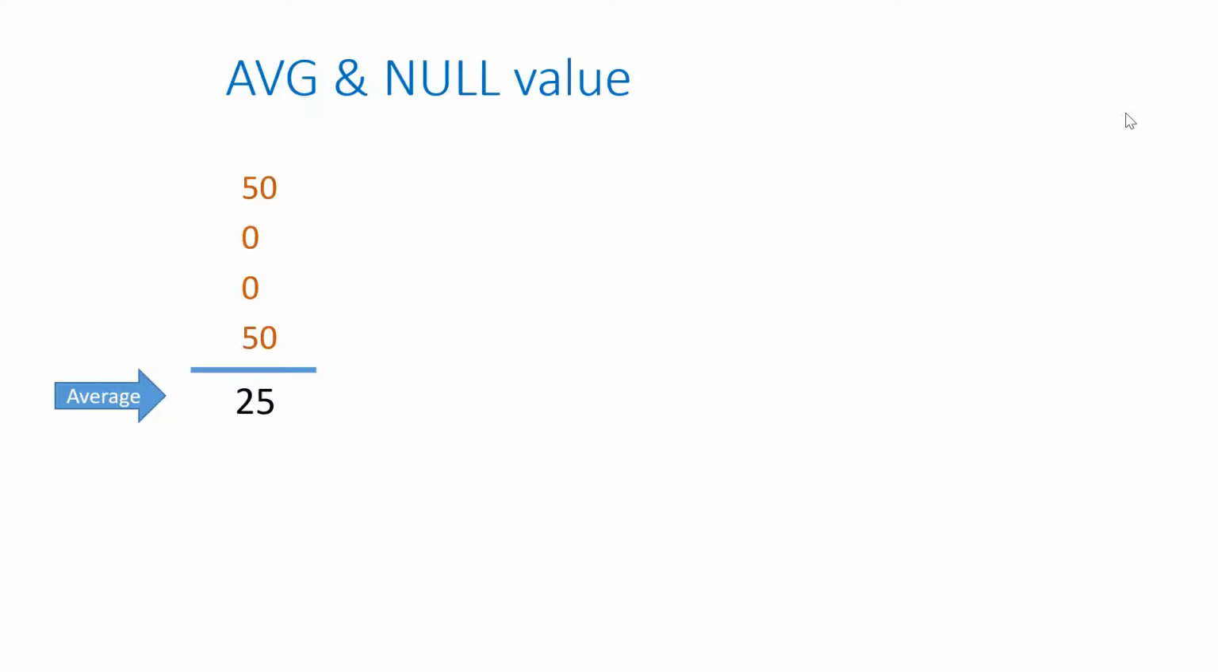While working with average value, we have to understand that average value is not the same with null and 0. So 0 is not the same as null. In this case, you can see there are 4 records, 2 are 0. So the average value comes to 25. Here in this case, there are 2 nulls, but the average value here is 50 because nulls are removed or ignored while calculating the average from the column.